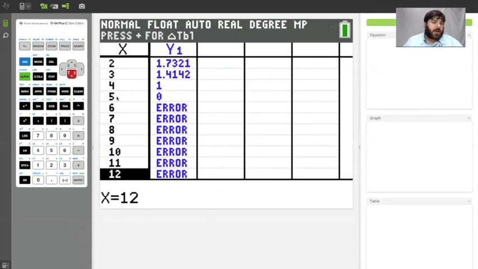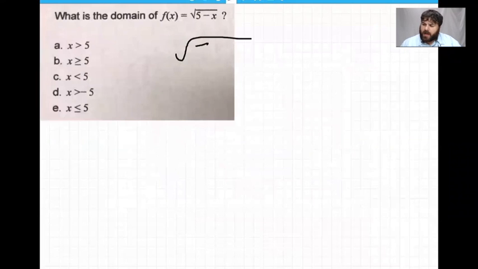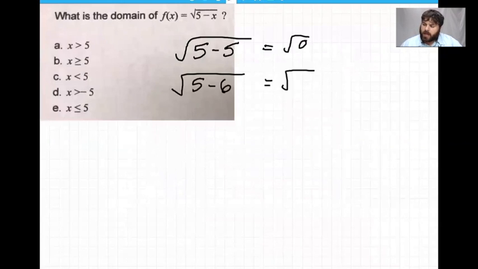Okay, so it looks like x equals 5 is okay. I can plug in 5 into the function. It gives me back a 0, but I can't plug in 6. So let's look at why that works. I can plug in 5 because 5 minus 5 is the square root of 0, and it's okay to take the square root of 0. But as soon as x is equal to 6, then I have the square root of negative 1, which doesn't exist. Okay, so basically x can be 5, but nothing bigger. If x is bigger than 5, there's a problem.